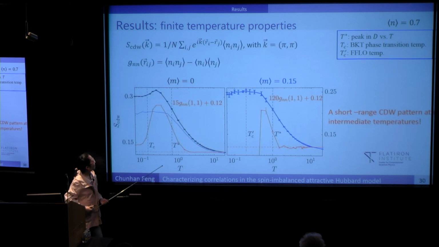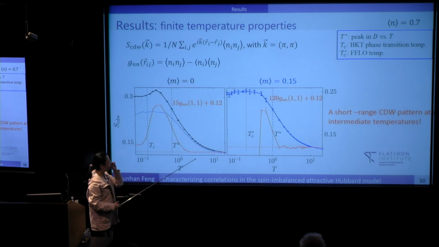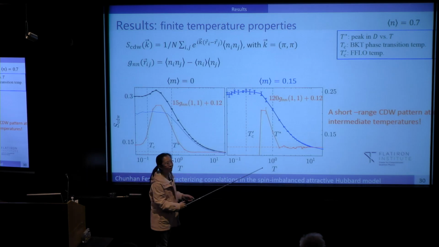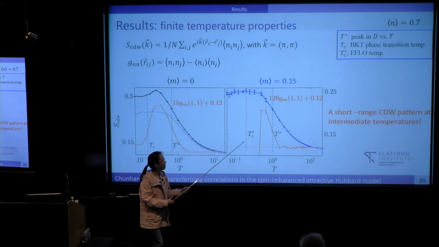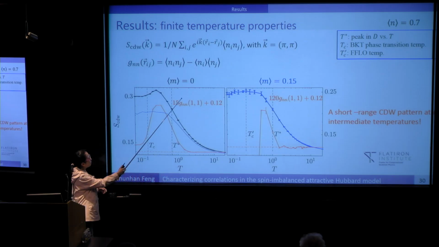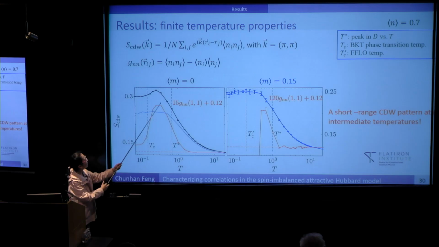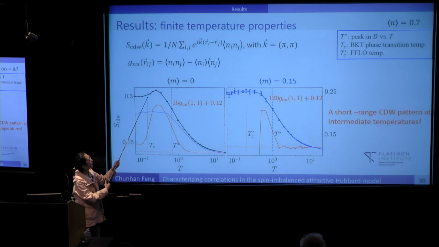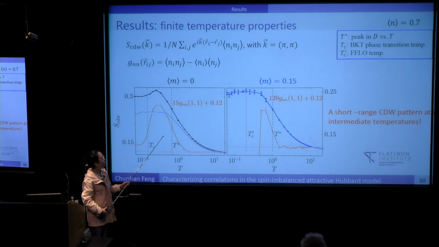So now let's quickly look at the CDW structure factor. As we mentioned, we have already seen some short-range CDW patterns in the spin-imbalanced case, and let's examine this more carefully. The first one is for the spin-balanced case. The CDW structure factor is represented by the black curves here. We can clearly see there is a jump in the CDW structure factor between this T star and this TC, so basically the so-called pseudo-gap regime.